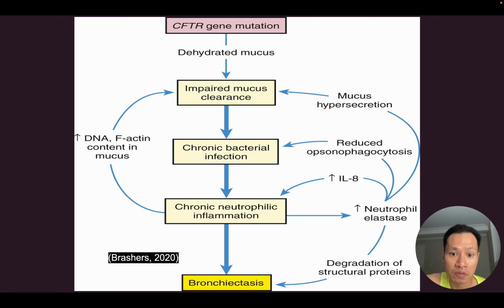In this picture, the CFTR gene mutation is characterized by three components: mucus plugging, chronic infection, and chronic inflammation. Because the mucus plug is formed by thickened and dehydrated mucus, it attracts neutrophils to the site to kill the pathogen. But because the mucus is sticky, it traps an excessive number of neutrophils at the site, and neutrophils also release byproducts, and those byproducts also damage the lung tissue.